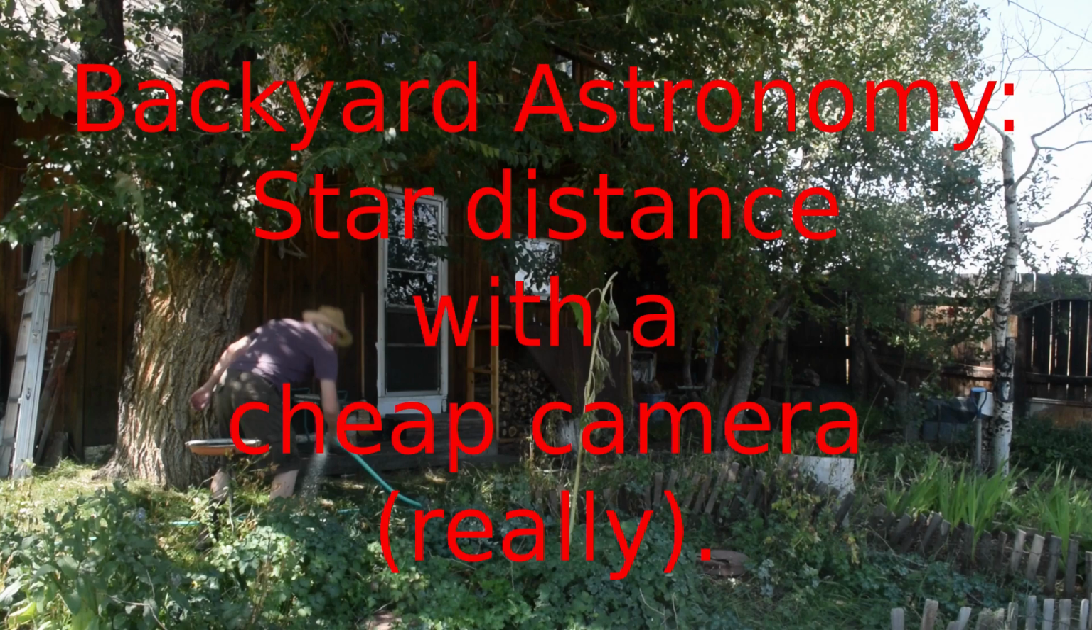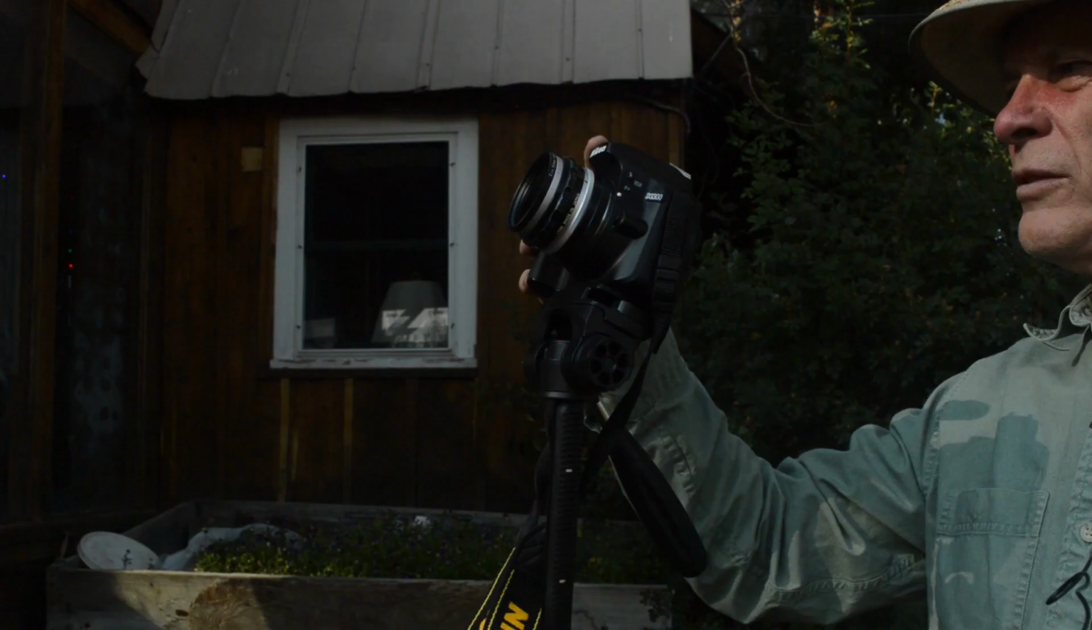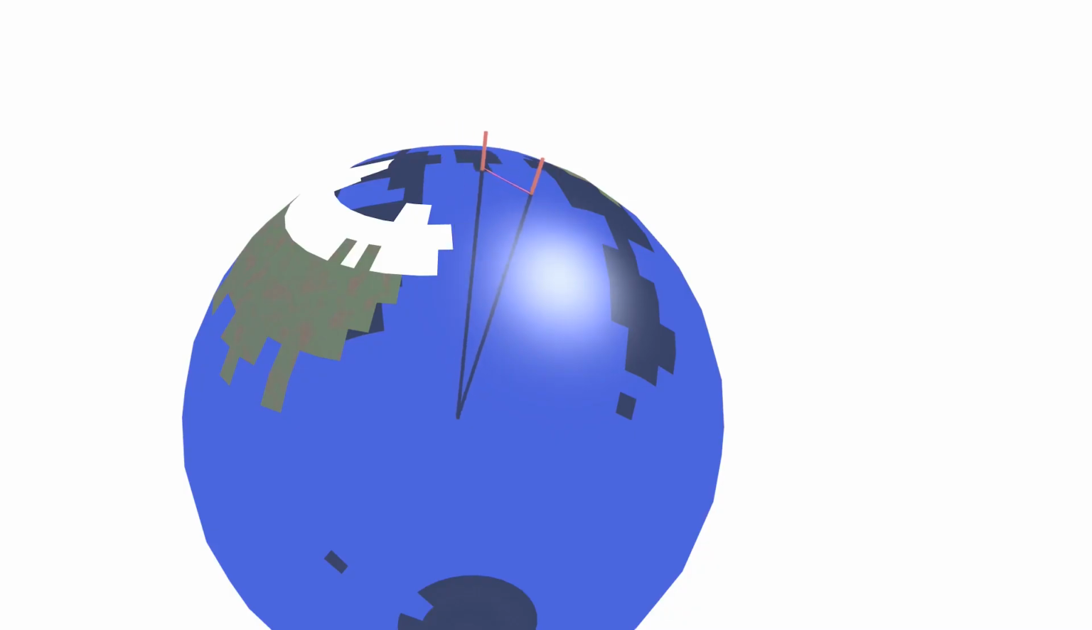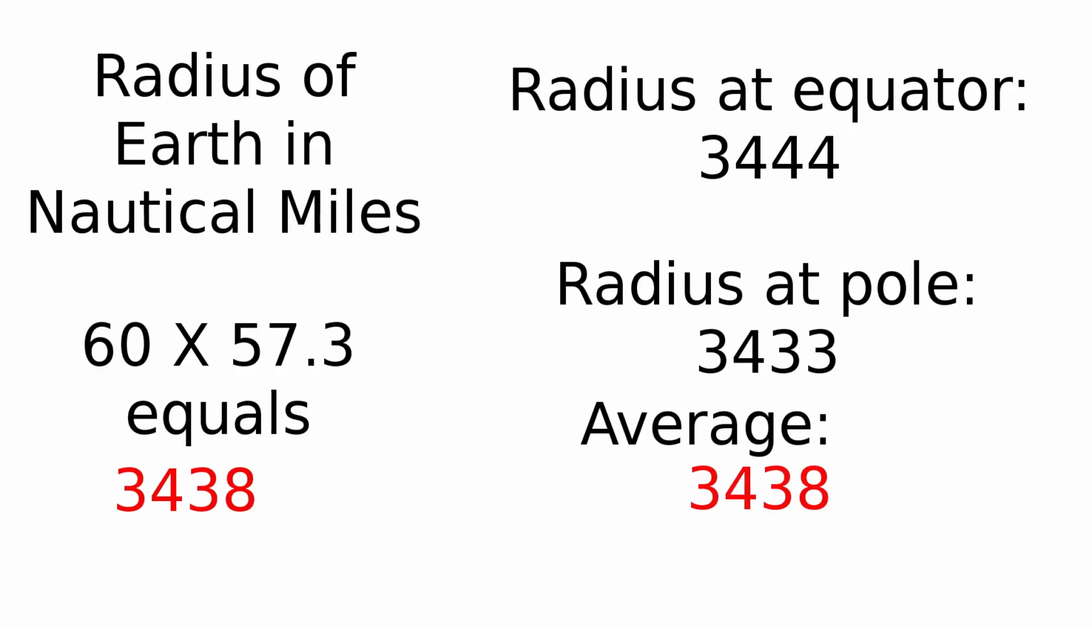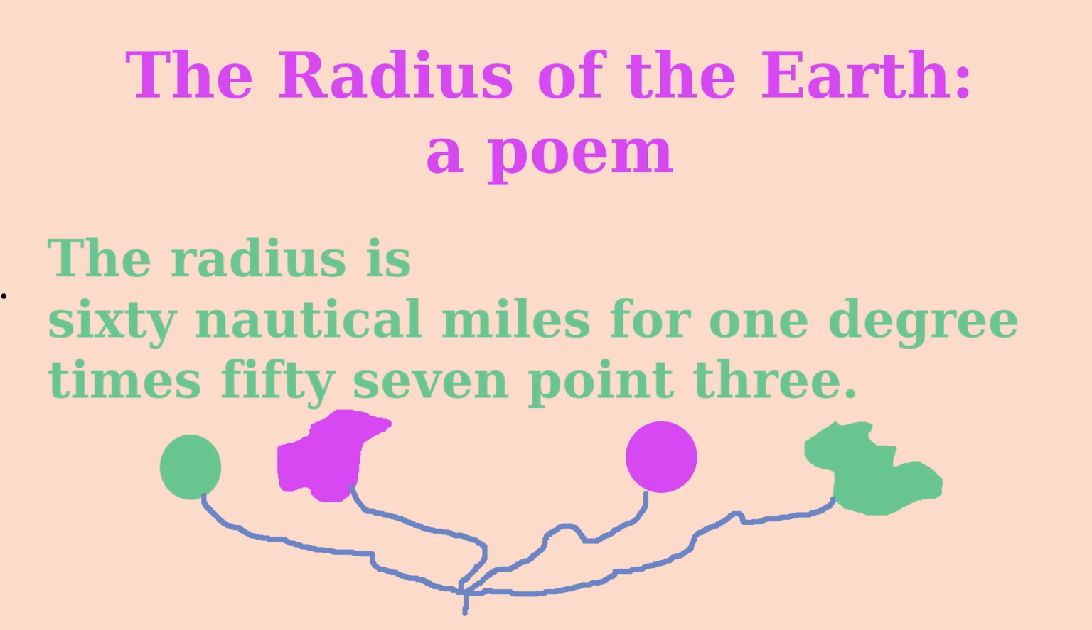We can find the distance to nearer stars using just a digital camera and filter with only square law math. The Earth can be proven a globe by driving a smartphone south and calculating the radius with a simple linear function. I even made a wonderful poem about calculating the radius of the Earth. The radius is 60 nautical miles for 1 degree times 57.3. One of my best efforts, if I must say it myself.